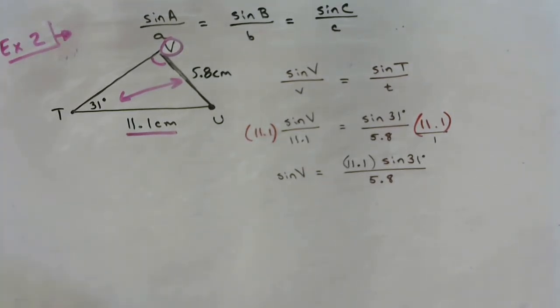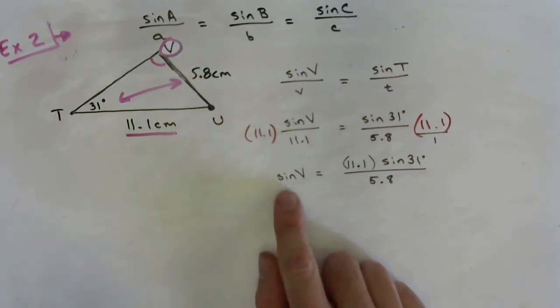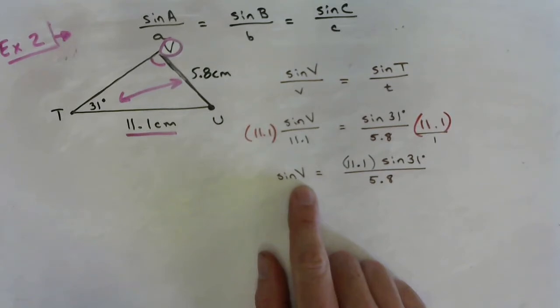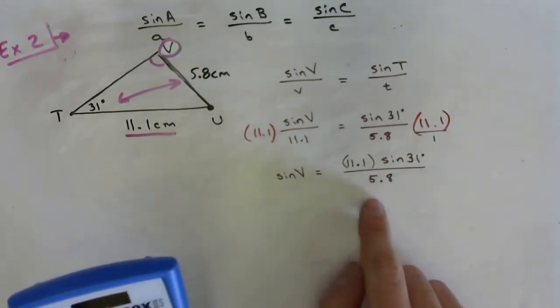So let's carefully get our calculators going here. By the way, when I do this, is this going to give me the angle measurement? No. No, it's going to give me the sine ratio. It's going to give me the sine ratio of angle V. We're actually looking for angle V. But first things first, here we go.